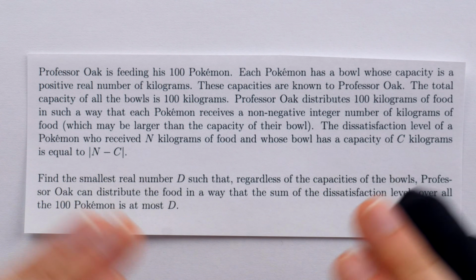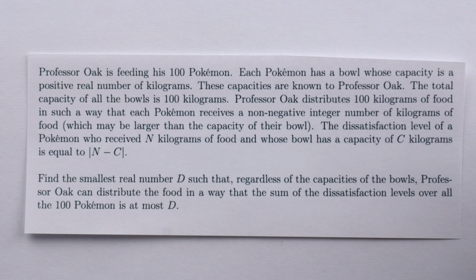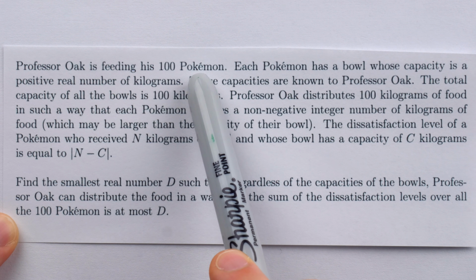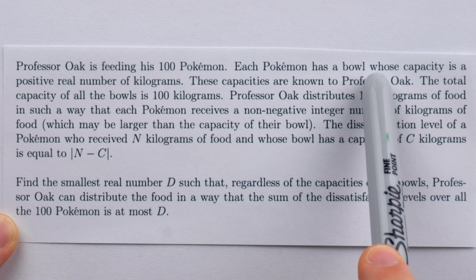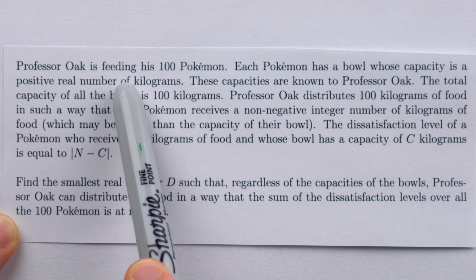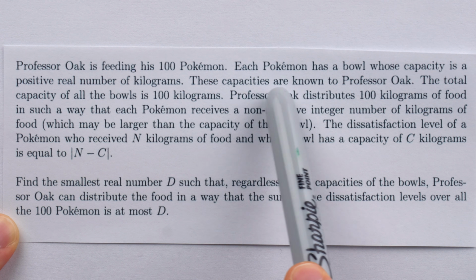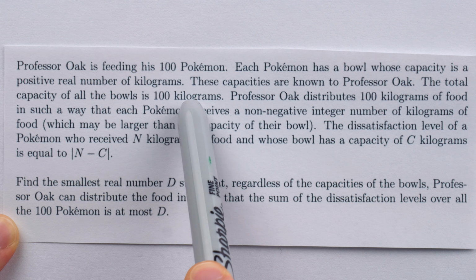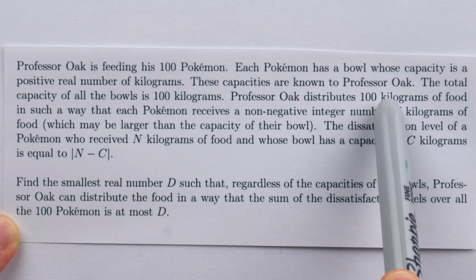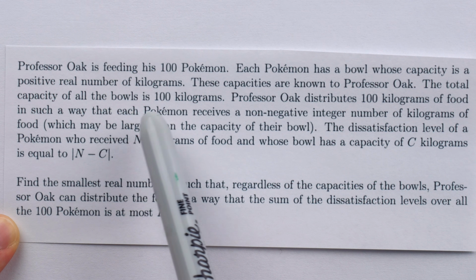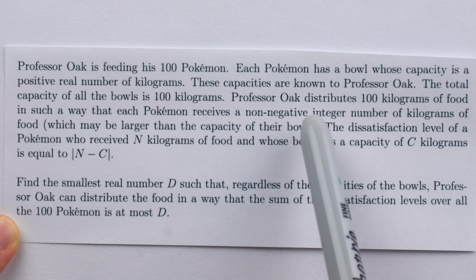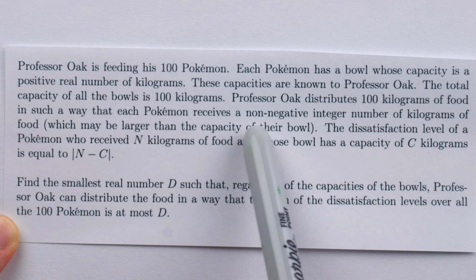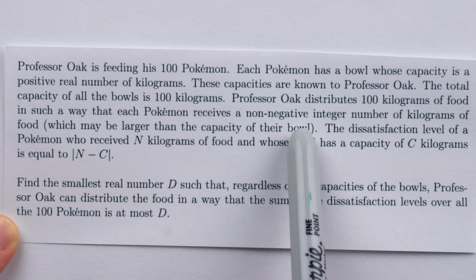So let's read through the problem, and then I'll give you some additional context in case you don't know what a Pokémon is. It says, Professor Oak is feeding his 100 Pokémon. Each Pokémon has a bowl whose capacity is a positive real number of kilograms. These capacities are known to Professor Oak. The total capacity of all the bowls is 100 kilograms, and Professor Oak is distributing 100 kilograms of food in such a way that each Pokémon receives a non-negative integer number of kilograms of food, which may be larger than the capacity of their bowl, so a Pokémon's bowl might get overfilled.